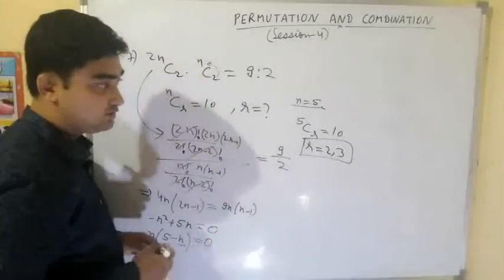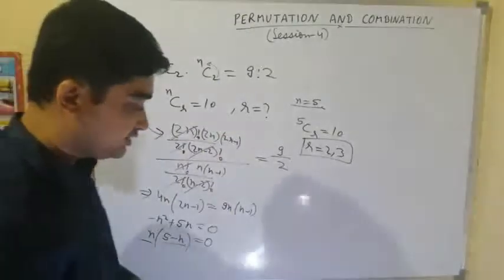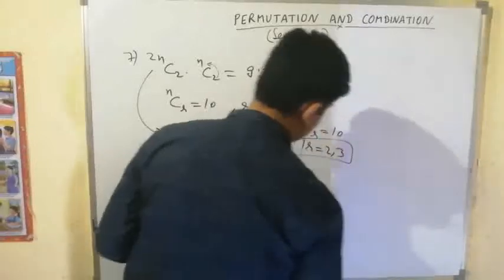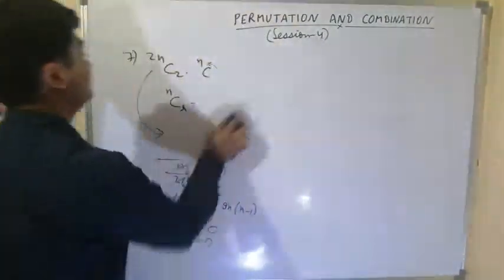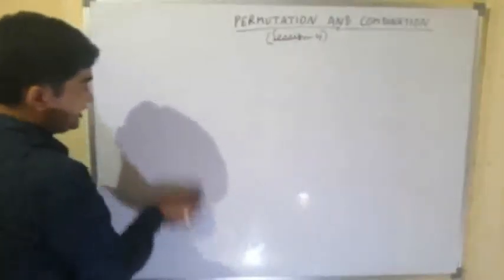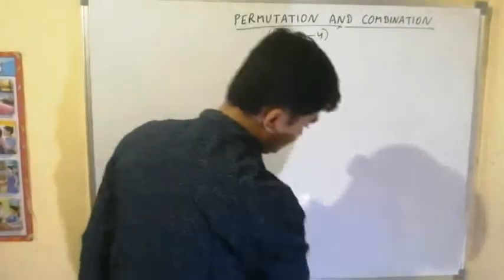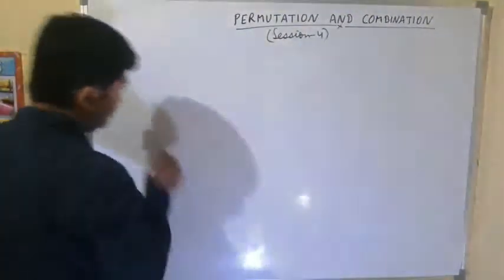Why 5C3 is equal to 5C2? Because nCr is equal to nC(n minus r). Number of ways in which we can select r objects out of n objects is equal to the number of ways in which we can select n minus r objects out of available n different objects. So answer is r is either equal to 2 or 3. Both are the answers.